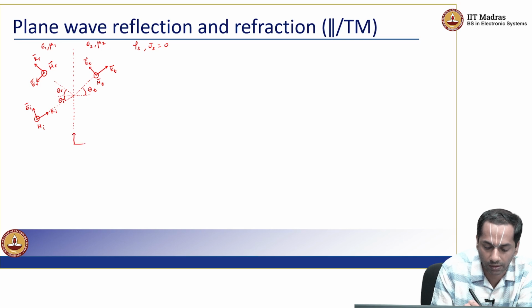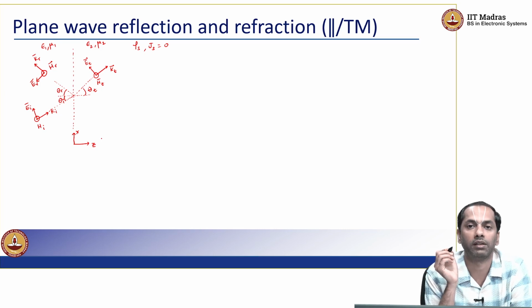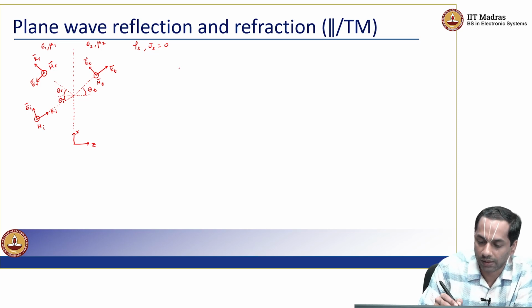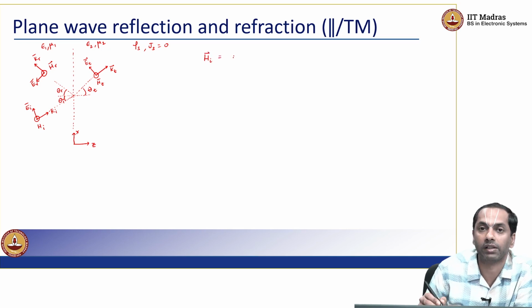So, this is my x. So, the xy plane indicates the boundary, and the z axis is going into medium 2. All right. So, in this case, if I were to start writing expressions, Hi is the easiest vector, it is oriented in the y axis.